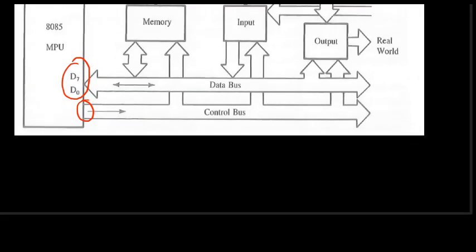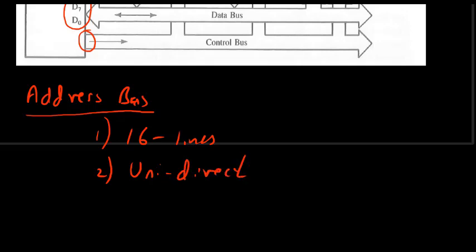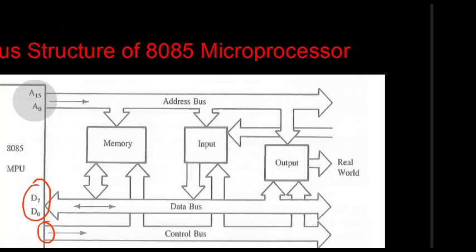So first, the address bus. In the case of the address bus of 8085, the first thing is that the address bus consists of 16 lines. The second thing, the address bus is unidirectional. As we can see in the diagram, this arrow is only going from the microprocessor towards the peripheral devices. So this is going out only, so we can say the address bus is unidirectional.